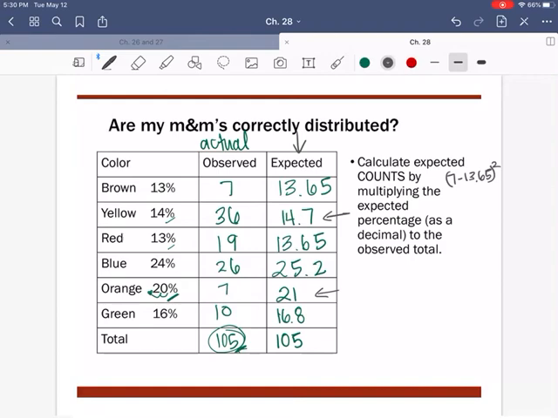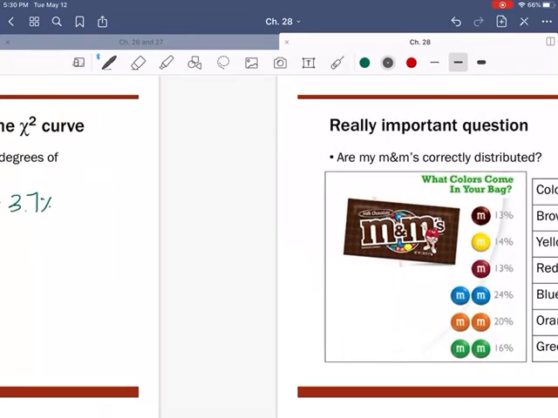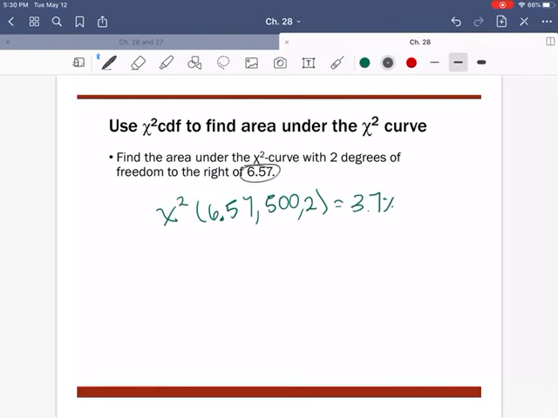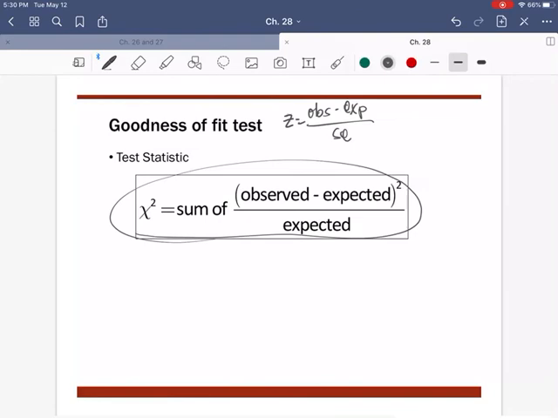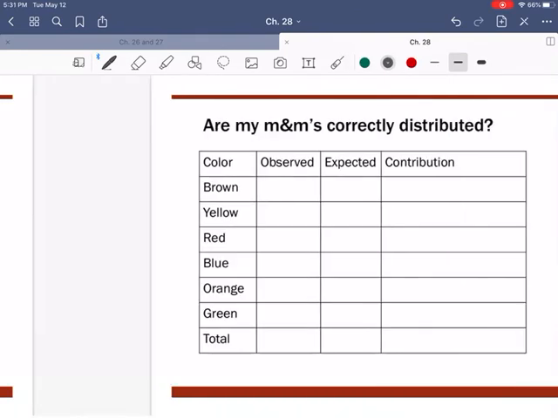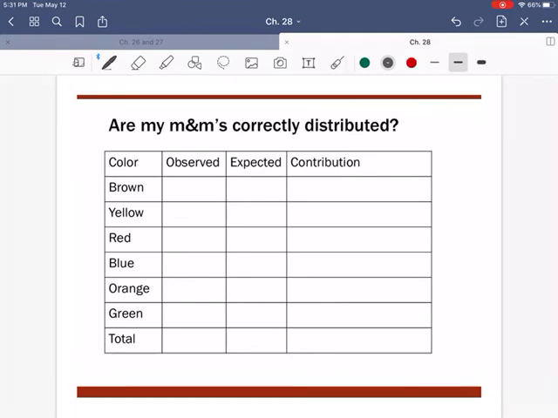Real quick, what it's doing is it's doing observed minus expected squared divided by the expected. So we would do 7 minus 13.65 squared divided by the expected. Figure out what that is. Do it for this one, this one, this one, this one, this one. So do it for all of them and then add those together. And that is your chi-square statistic. So that is this number that we've been given in those previous problems. So you can go through and do that by hand with the formula if you want to. But again, I don't see any reason to because our calculator can do it for us. So we're going to do it in the calculator.